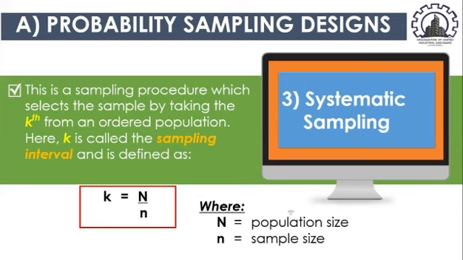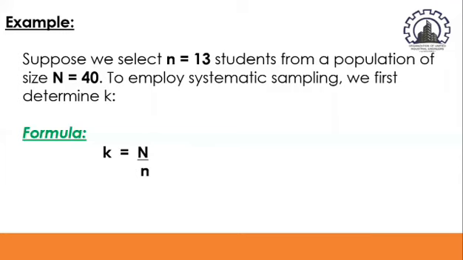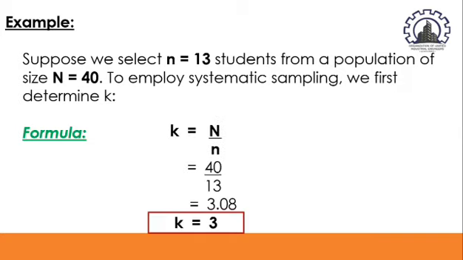Now, the selection of the n samples is usually done by a random start and every kth unit thereafter. Now, in order for us to better understand how to calculate or solve systematic sampling, let me provide you an example. Suppose we select n equals 13 students from a population of size N equals 40. To employ systematic sampling, we first determine your K. Again, K is your sampling interval. So K equals N over n.